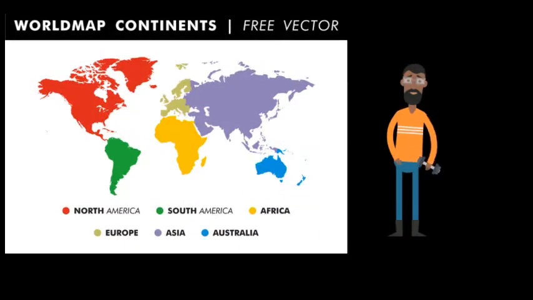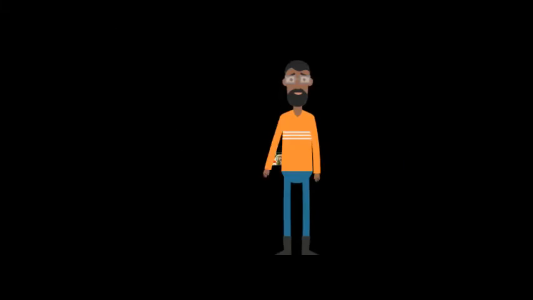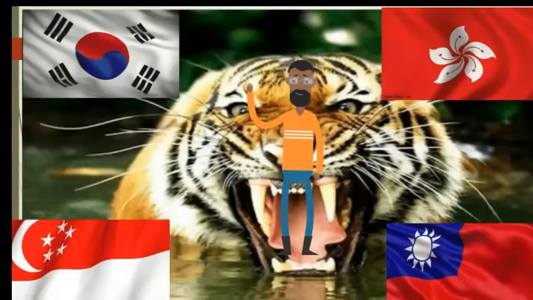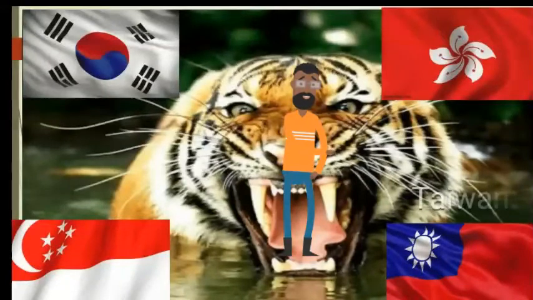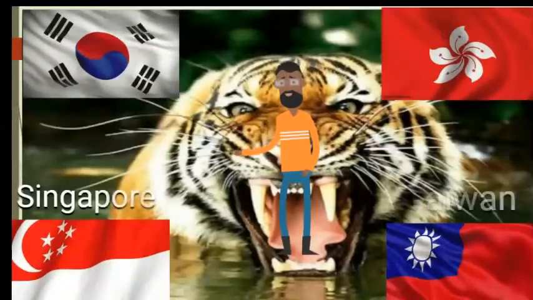So here's the world map of continents. As you can see, Asia is represented by purple, and the rest are North America, South America, Africa, Europe, and Australia. South Korea is known as one of the four Asian tigers, along with Hong Kong, Taiwan, and Singapore.